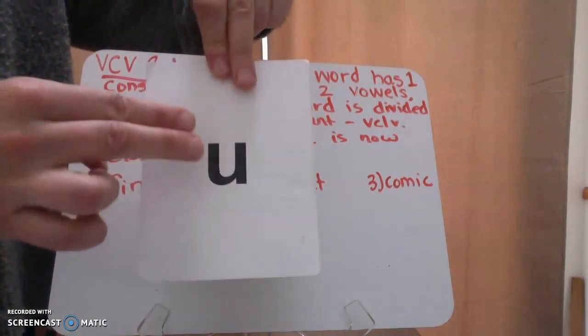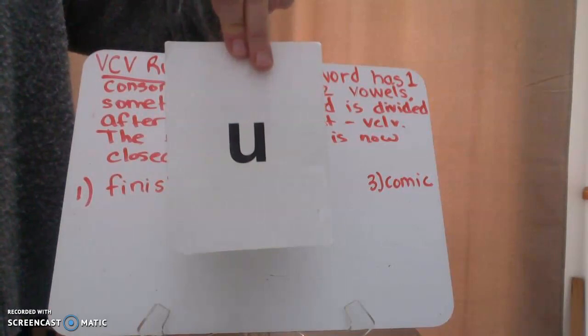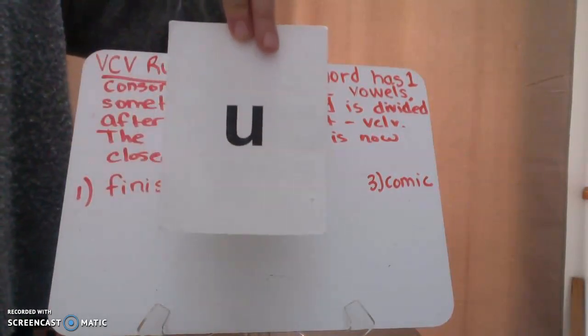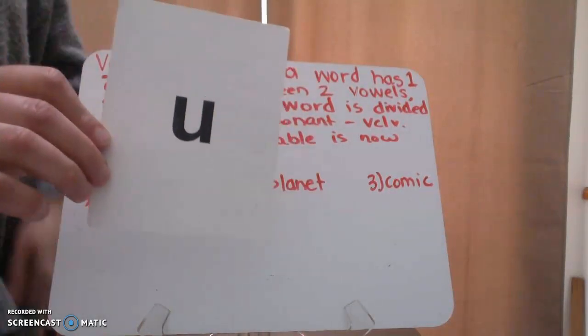Last vowel sound we'll practice today. U, umbrella. Second sound, U, music, and flu, you, when at the end of an open syllable word.